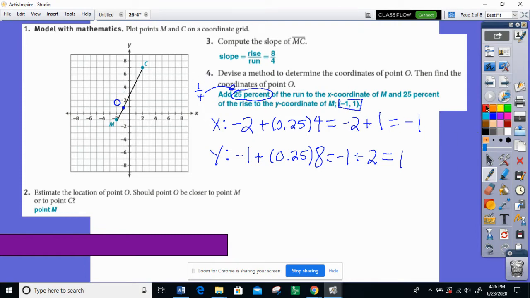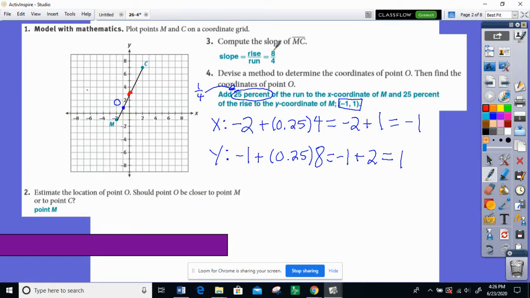On some of these easier problems, it might not be terribly difficult to check your answer. Like 1/4 is half of half, right? So where's the midpoint between point M and point C? Well, that's fairly easy to see that that happens at 0, 3.